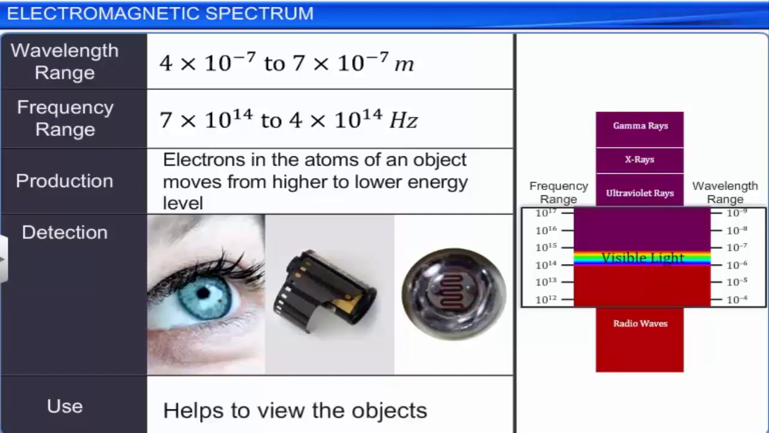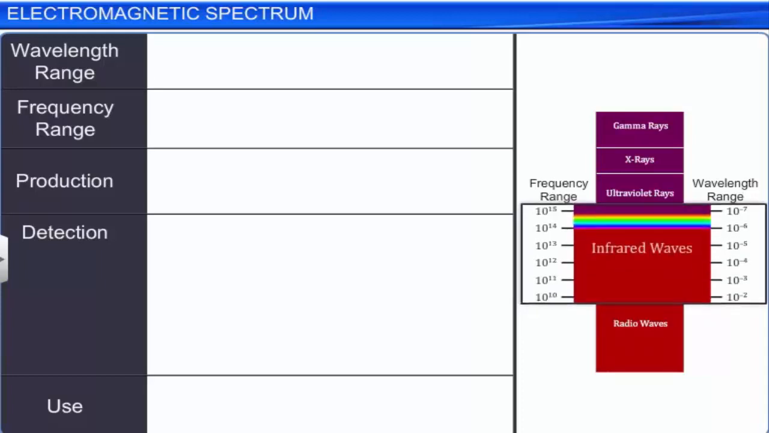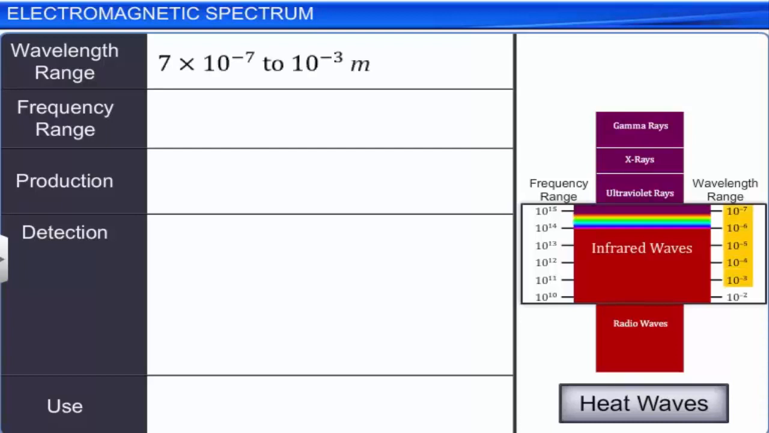The next kind of electromagnetic wave in the electromagnetic spectrum is the infrared wave. Since the infrared radiation heats up objects and surroundings where it is incident, infrared waves are known as heat waves. The wavelength of infrared waves is in the range of 7 × 10^-7 meters to 10^-3 meters. The frequency of infrared waves is in the range of about 10^14 Hz to 10^11 Hz.